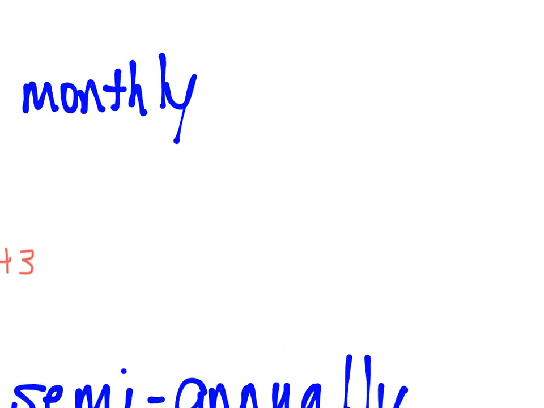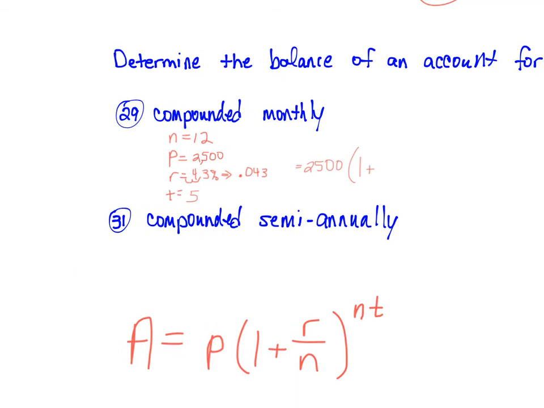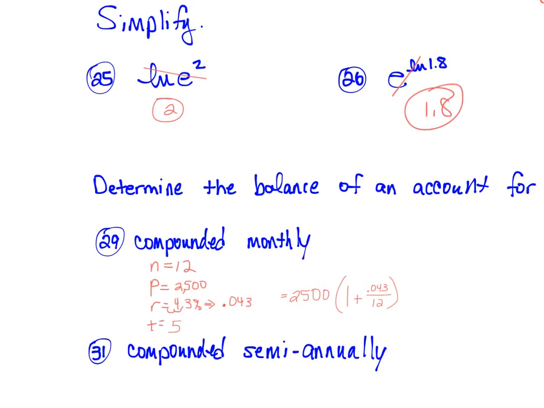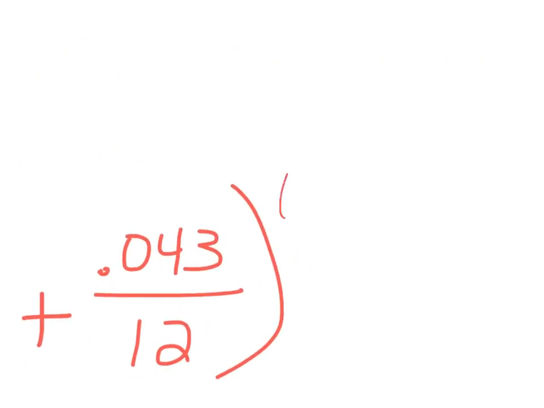So you would have 2,500 times 1 plus. What's my R? What's my N? 0.043 divided by 12, raised to the 12 times 5.